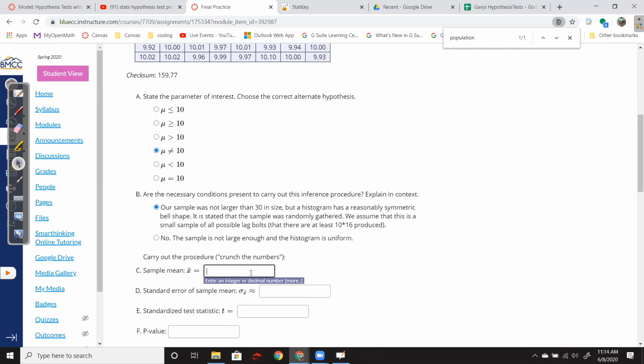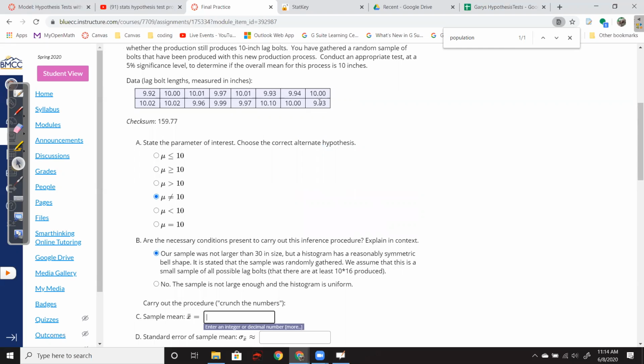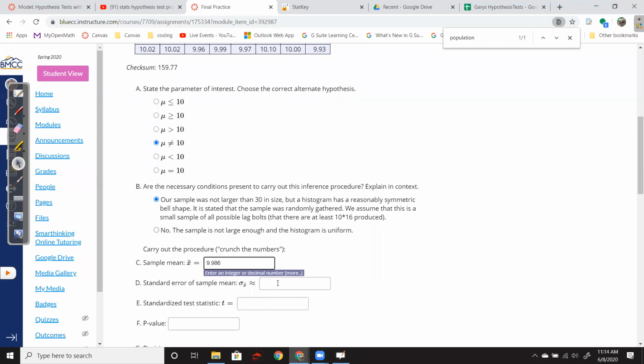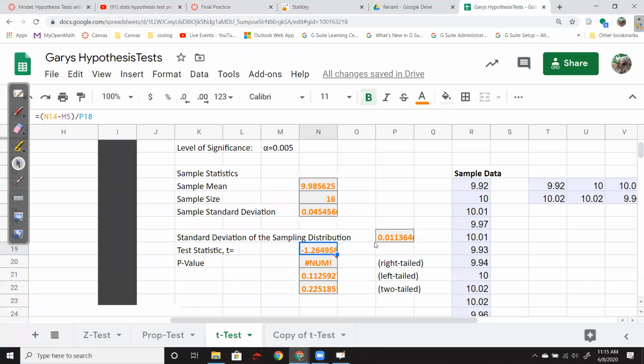And then I would enter my sample mean from the spreadsheet, and this one doesn't tell me how much to do. Since the data has 2 decimal places, I would want to enter 3 decimal places. So for mine, 9.986. And again, yours will have a different set of numbers here. You won't have the same ones as me. Your standard error, for me, was 0.0113, I think. If I throw an extra one in there for fun, sometimes that's dangerous. 4.